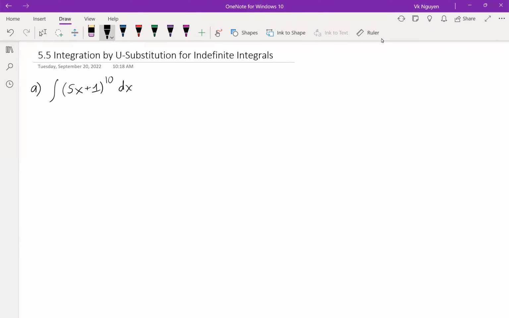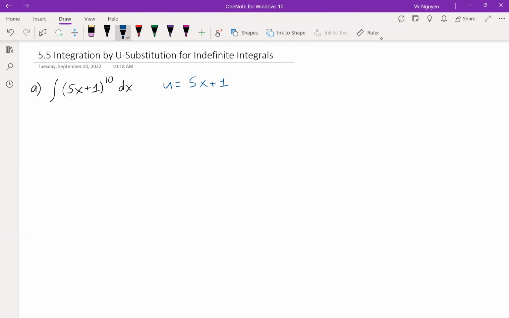We can do this if we FOIL it out 10 times, but it is not efficient. So there's going to be a different way to do this problem. Look at the base there. It's 5x plus 1. So we will let u be 5x plus 1.